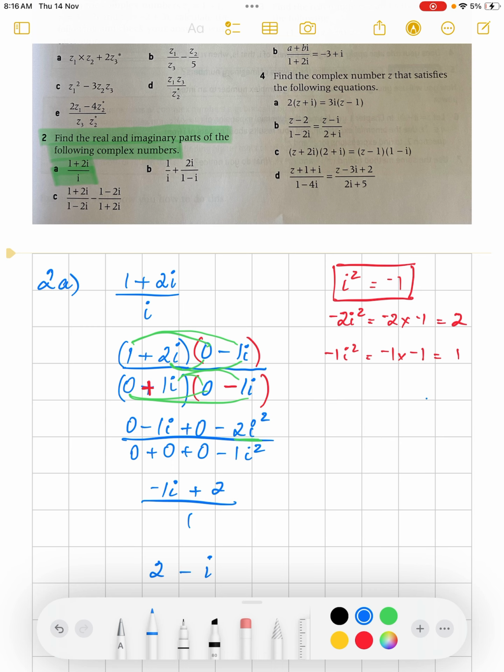And there we have our complex number z, but we want the real component, the real part, and the imaginary part of our complex number. So the real part of our complex number is 2, and because this is negative 1i, our imaginary component is simply negative 1.